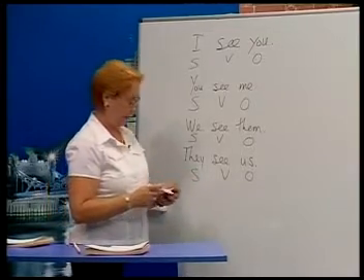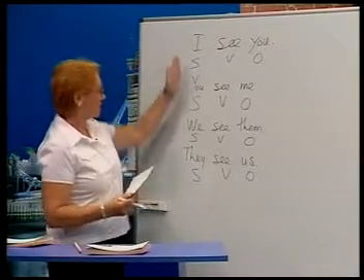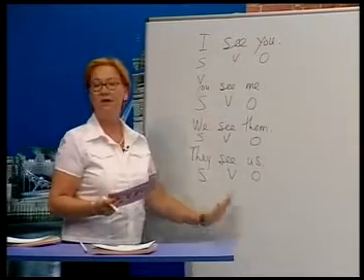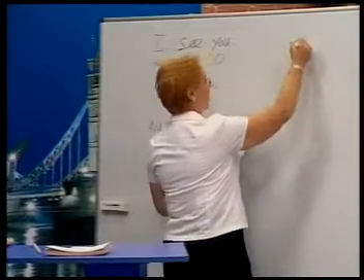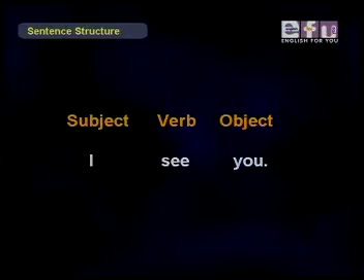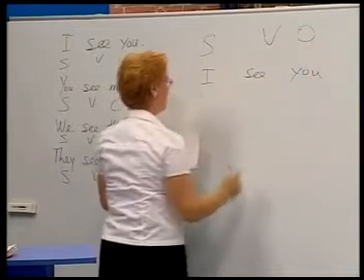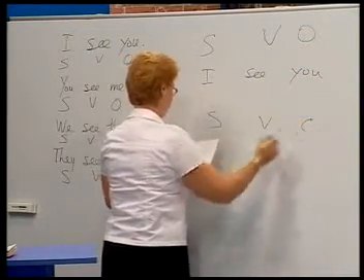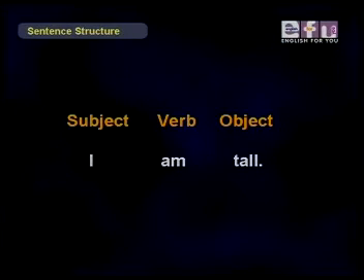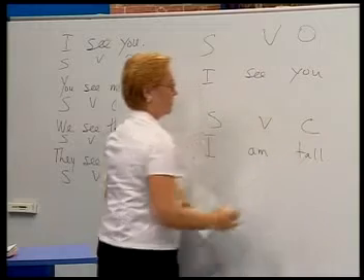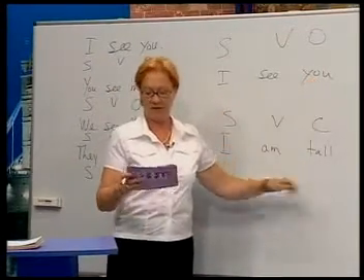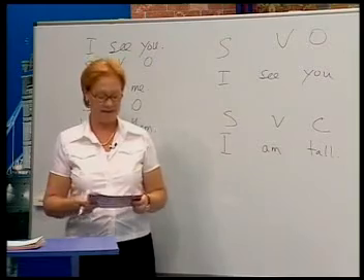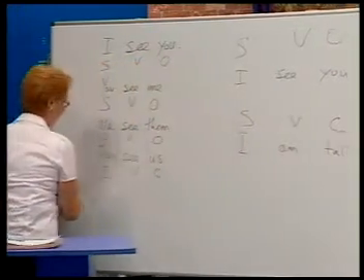Okay, now remember, in sentence structure, subject, verb, object, or complement. Okay? So, subject, verb, I see you, this is the object, or subject, verb, complement, I am tall. Okay? Subject, verb, object, or complement. Now, let's practice.